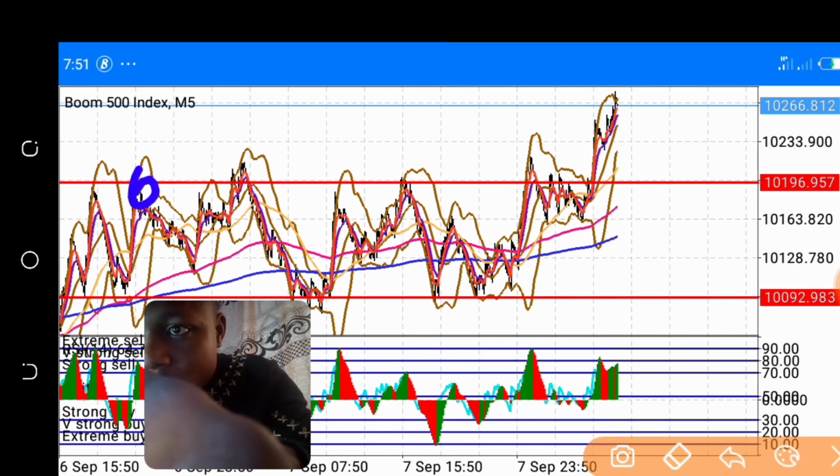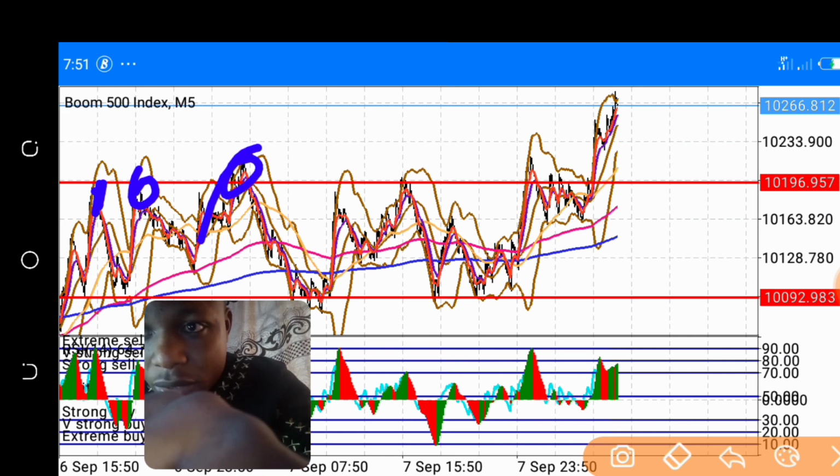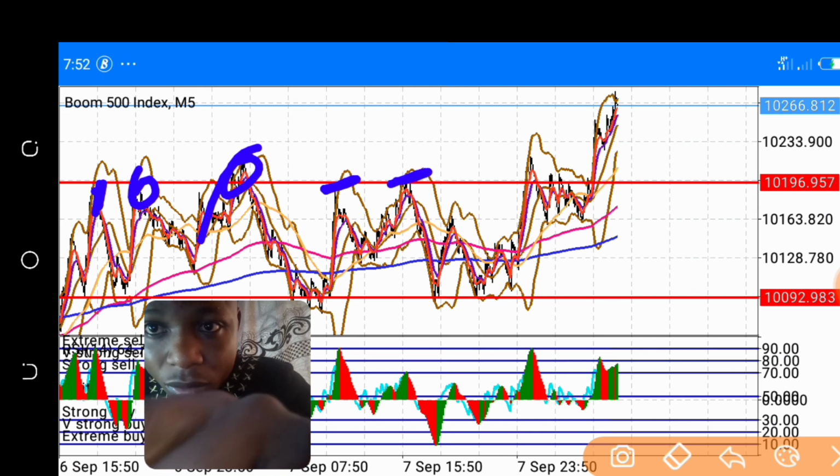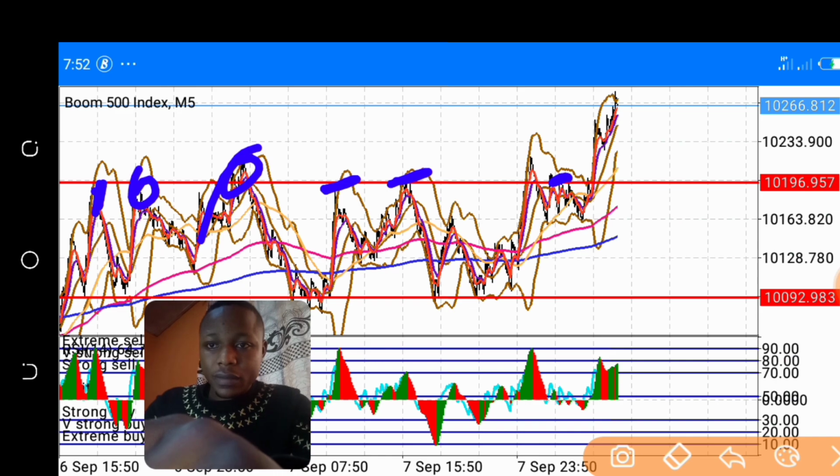This one is touching this one. This one also is not left out. It is crossing this one. This one also is not left out. It is touching this one and these 2 mini support resistance over here.